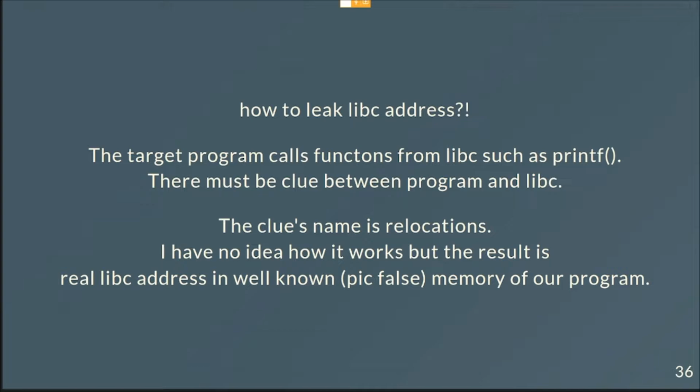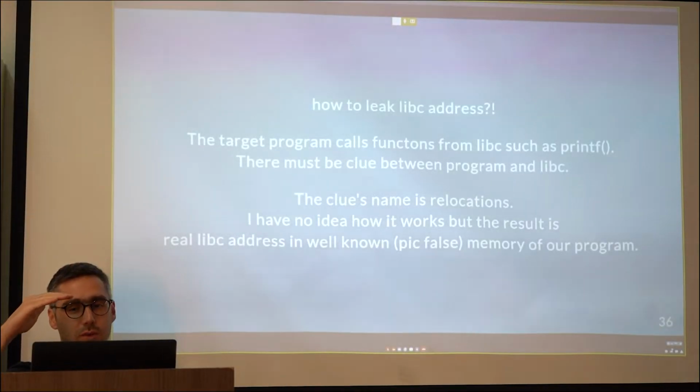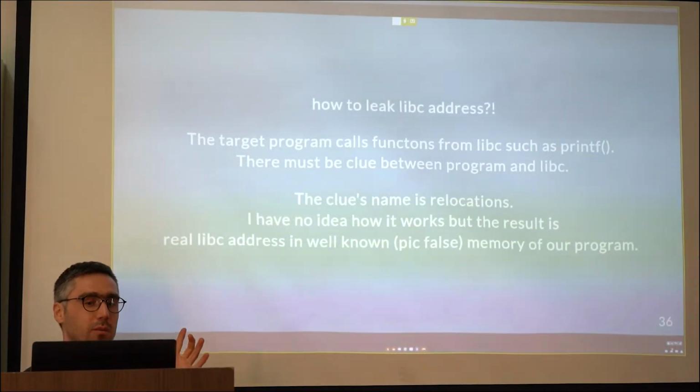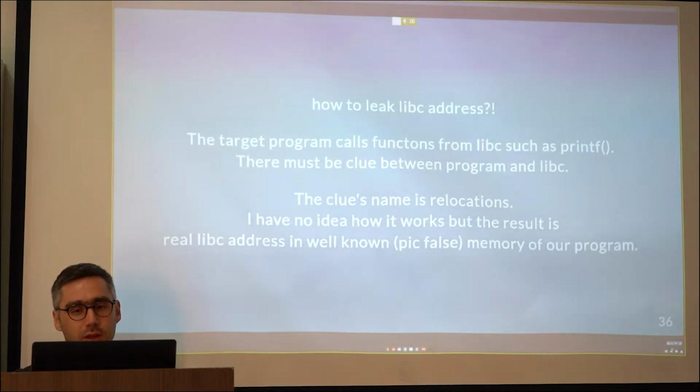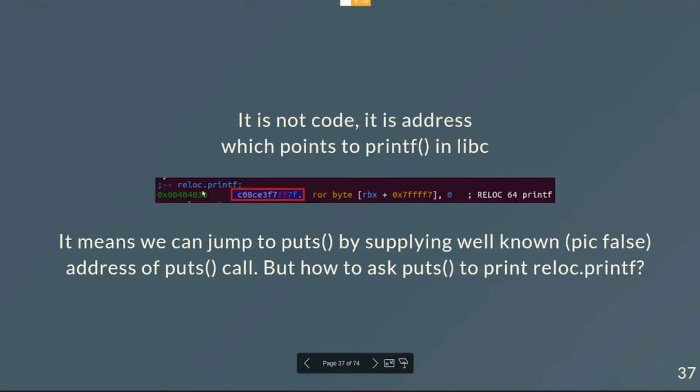There is a mechanism called relocations. I don't know exactly how it works, but somehow it works. The final result will be inside the memory of your target process: the real libc address, which is random, will be written there. If you read this part of memory of your process, you will get this address. How does it look? It looks like this. In the relocation section, printf has its address in reverse byte order, but you can read it.